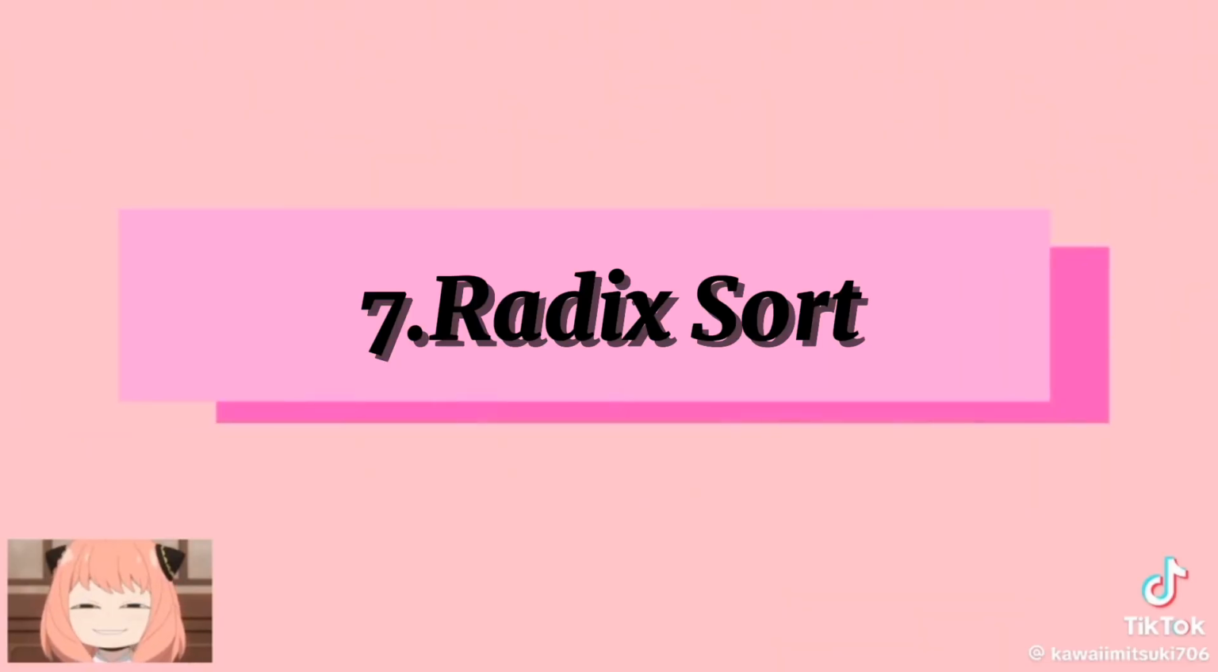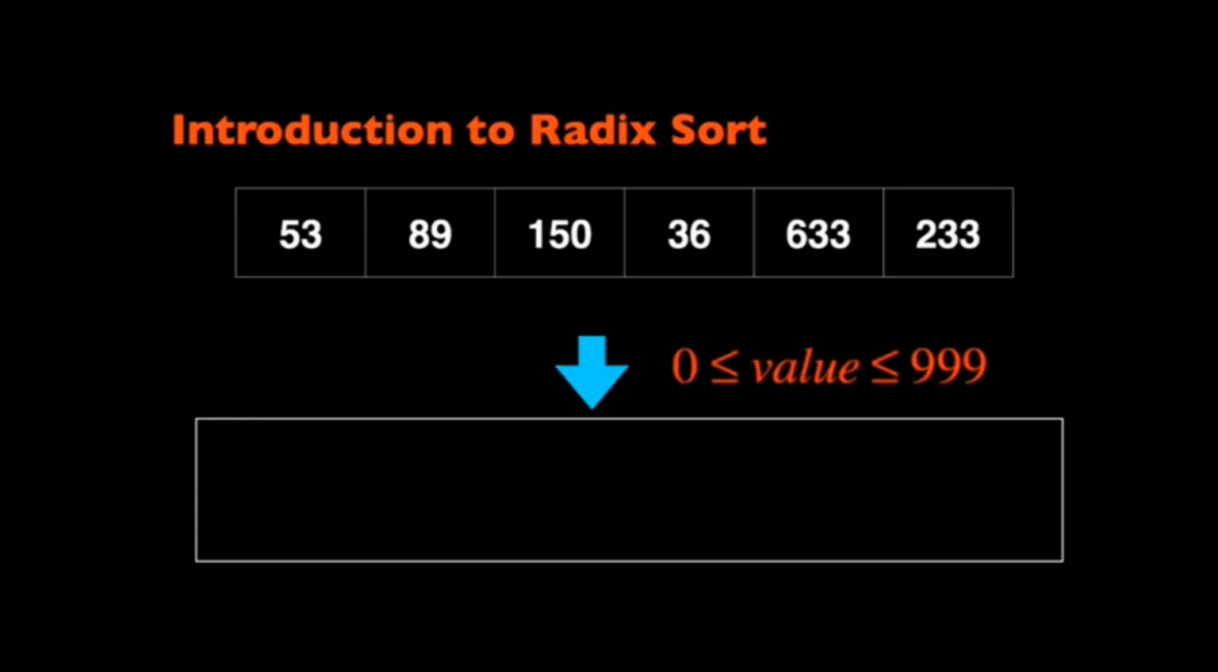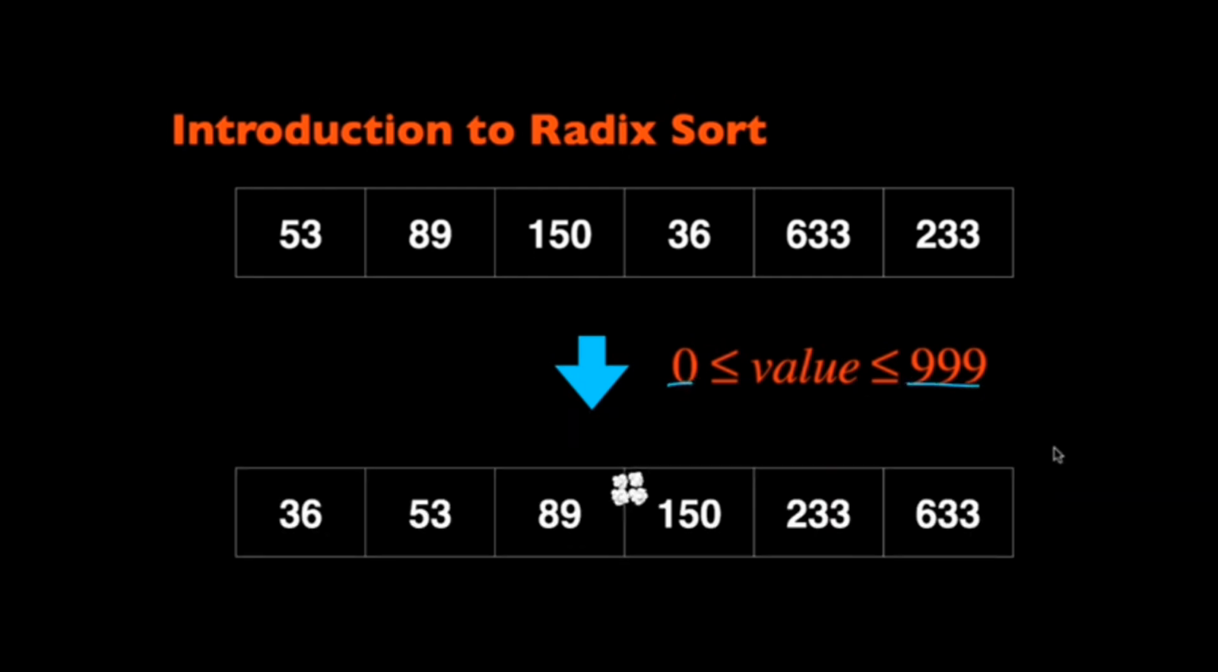7. Radix sort. Here's an introduction to radix sort. As an example, let's say we want to sort this array of 6 integers, each integer value ranging from 0 through 999, and we want to sort this array in an ascending order so that the smallest number comes first.